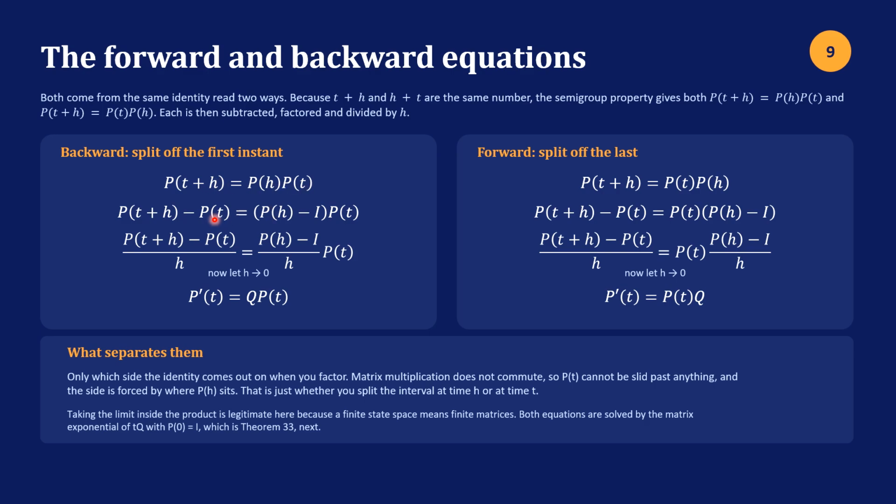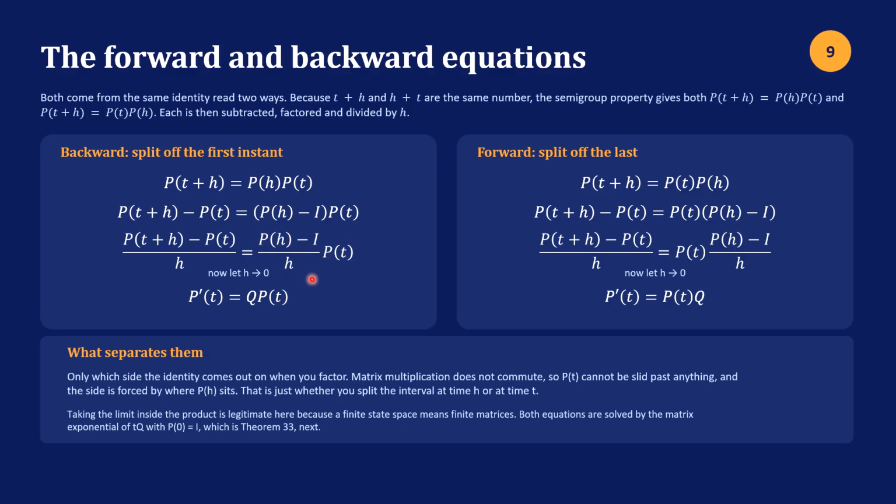So we'll subtract P of t from both sides, keeping in mind these are matrices. And we factor the P of t out on the right. We get this here. Then we divide both sides by h. We take the limit as h goes to 0. Then this is the derivative of P of t. This term doesn't involve an h at all, so it just comes down as P of t.